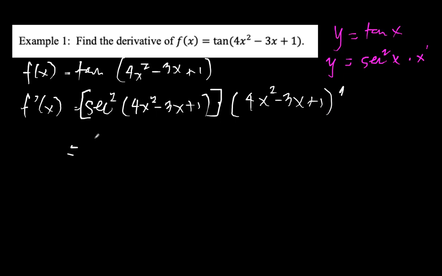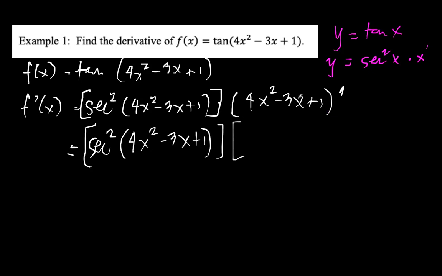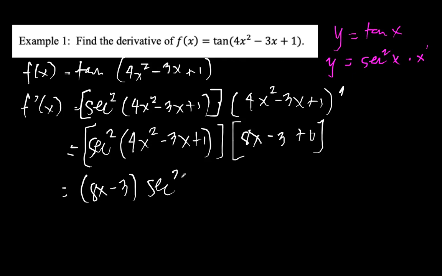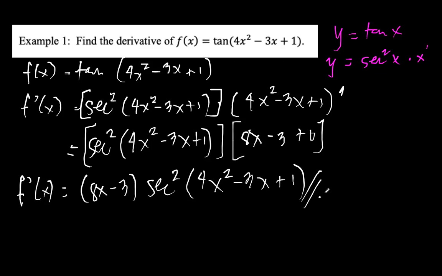So we have copy secant square of 4x squared minus 3x plus 1, and we're now ready to differentiate the function. So this is 8x minus 3 plus 0. So this becomes, let's put this expression as a coefficient of secant square. So 8x minus 3 times secant square of 4x squared minus 3x plus 1. So this is our f prime of x equal to.